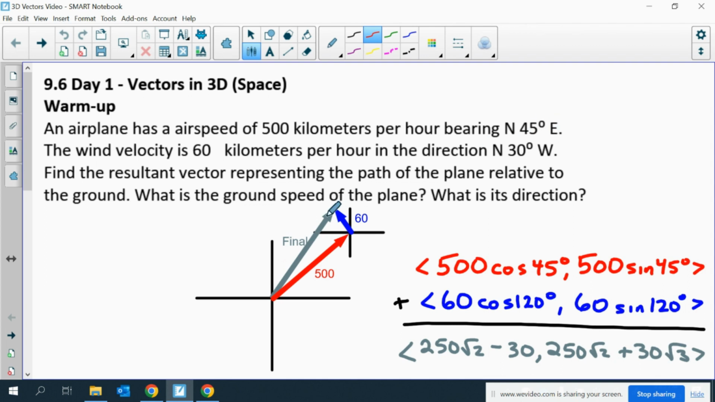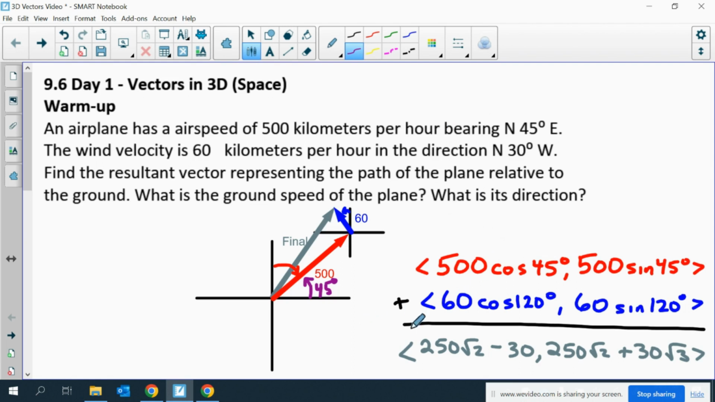So if it's north 45 degrees east, that's 45 degrees from due north, and 30 degrees west of north would be a 30-degree angle from due north, so that actually represents a 120-degree angle. And this 45 is just because a 45-degree angle east of north is equivalent to a 45-degree angle from the x-axis. So it just works out that way.